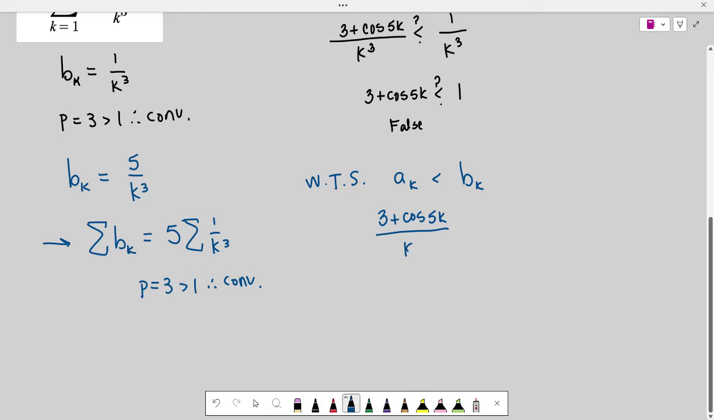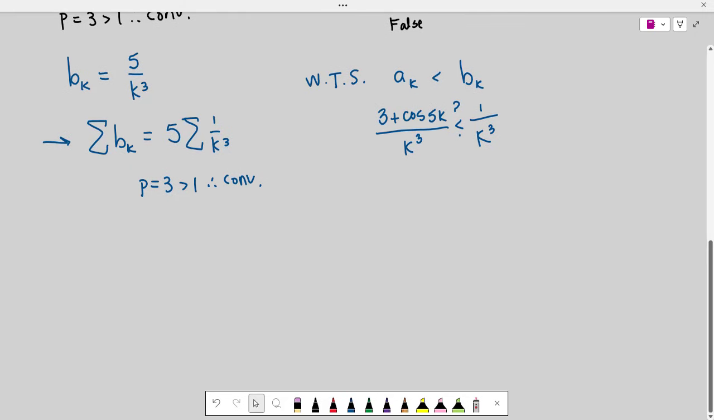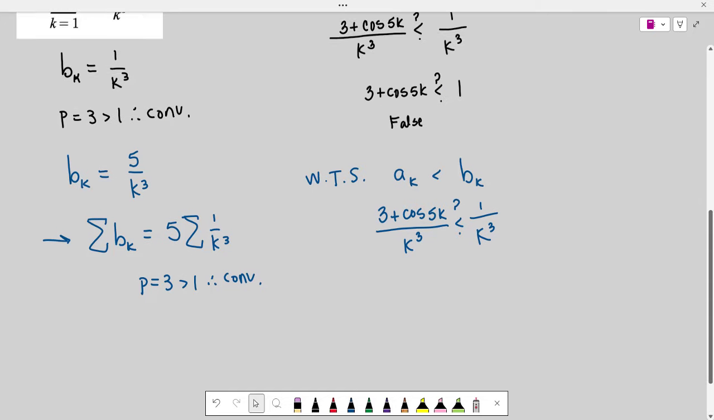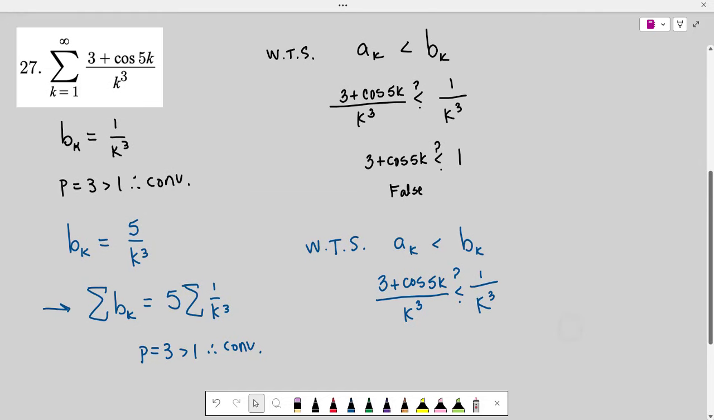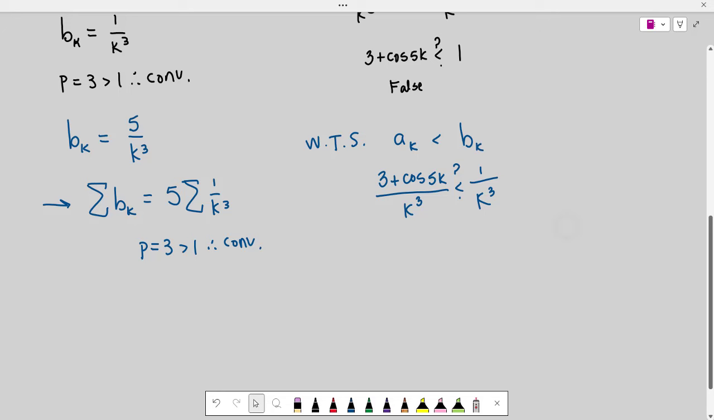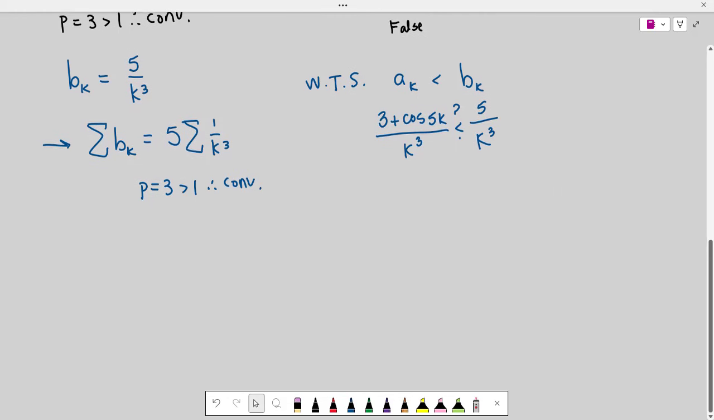So we are trying to show that this inequality is true. Once again, the denominators. Wait, what did I do? There'd be a 5 on top. What did I forget? Oh, 5. Thank you. We changed our b sub k to be 5 over k cubed. I looked here instead of there. Okay, so we have that.